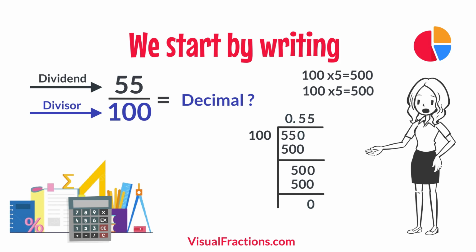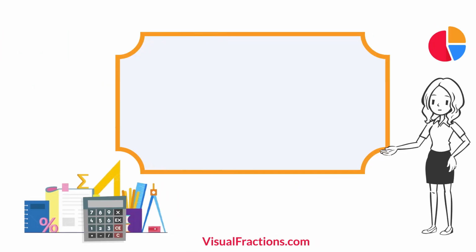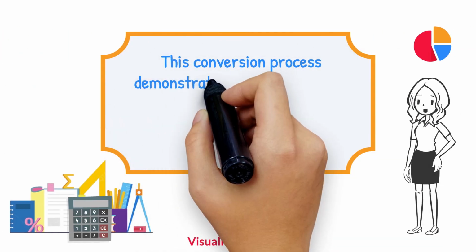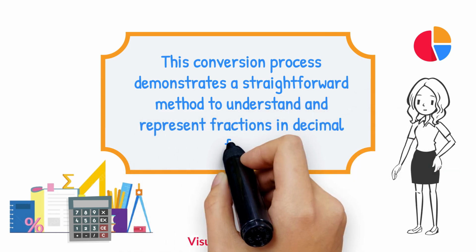So, there we have it. The fraction 55/100ths converted to a decimal is 0.55. This conversion process demonstrates a straightforward method to understand and represent fractions in decimal form.